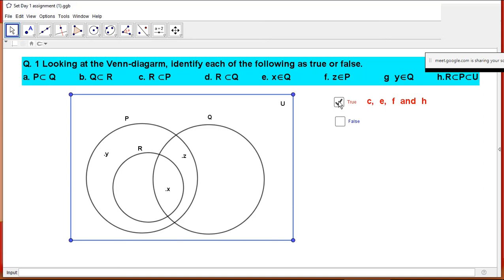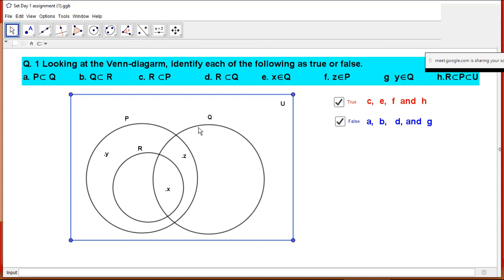Now moving to question B: Q is a subset of R. That is also not possible, the reason is the same. C: R is a subset of P. You can see R is a subset of P because within P we find the set R. On the other side, all the elements, all the areas of R, are contained in P. That's why C is true.